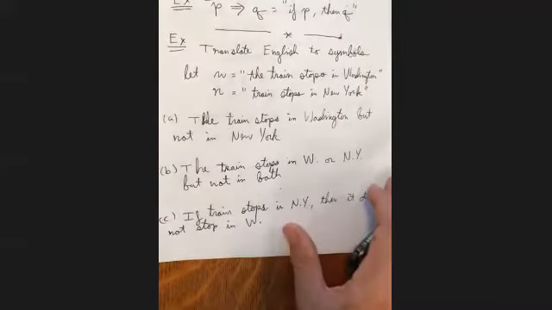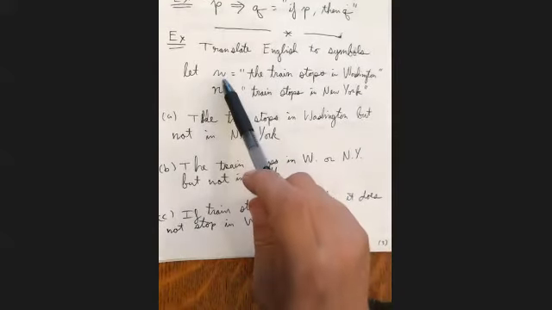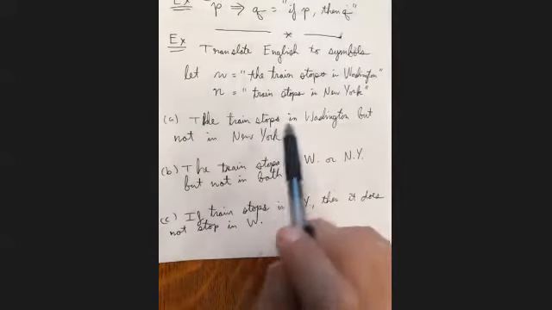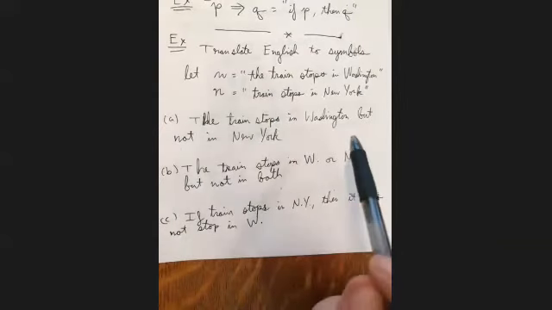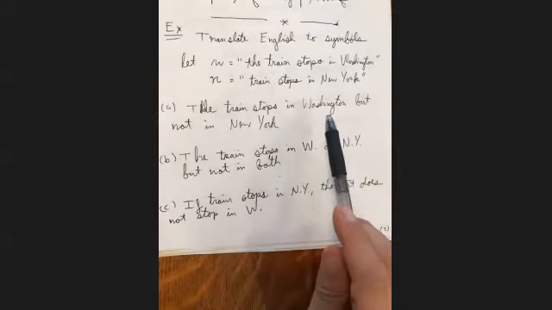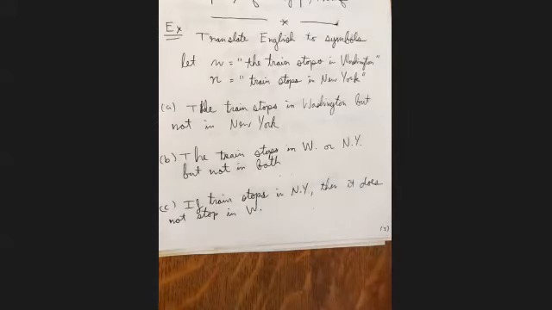So to close out section 11.1, let's do some more complicated examples of translating English statements into symbols. For all three of these examples, we're going to let the lowercase w represent the statement, the train stops in Washington, and the lowercase n represent the train stops in New York. First let's look at the statement, the train stops in Washington, but not in New York. So first let's identify the simple statements involved.